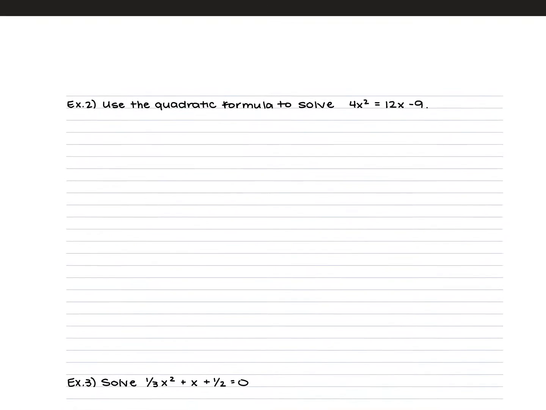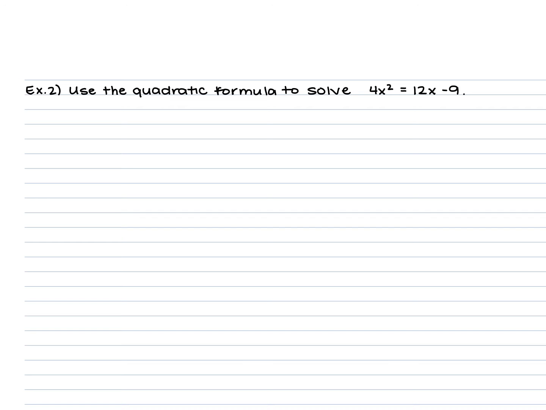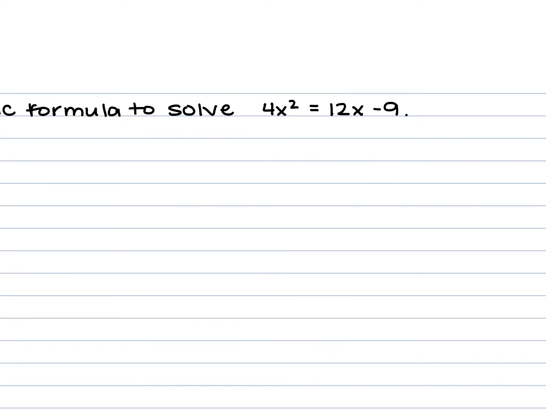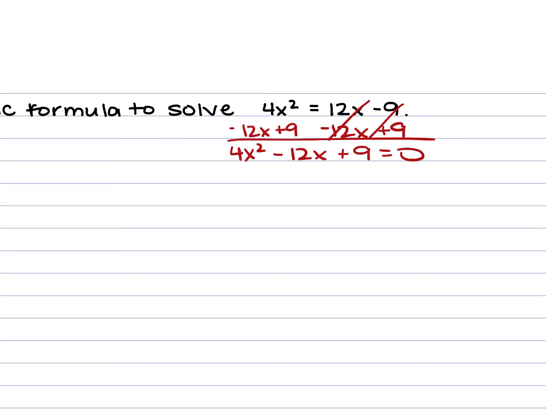For example 2, we are given 4x squared is equal to 12x minus 9. In this case, our a is already positive, and I want to keep it positive. So I'm going to move the 12x over by subtracting it, as well as the 9 over by adding it. So I'm going to have 4x squared minus 12x plus 9 is equal to 0. From here, our a is 4, b is negative 12, c is 9.